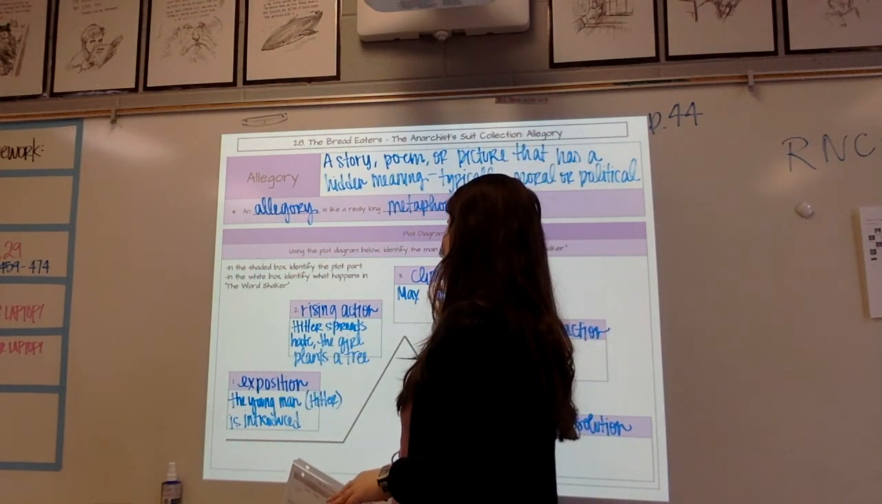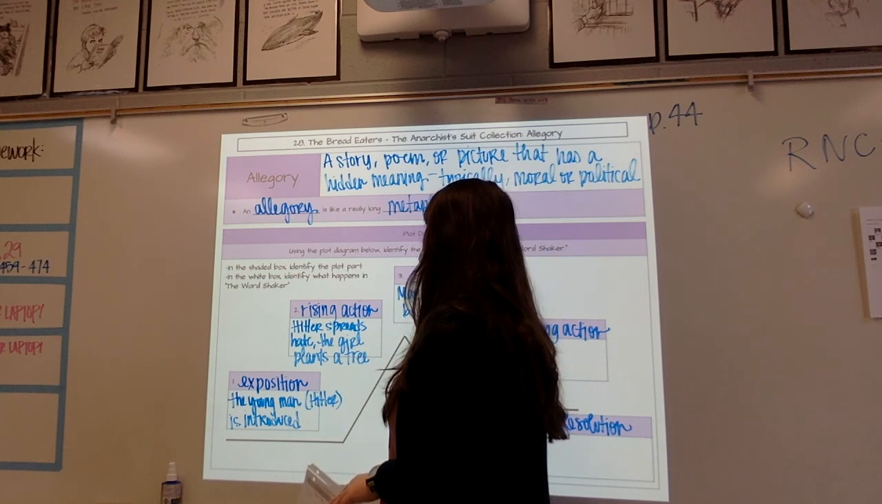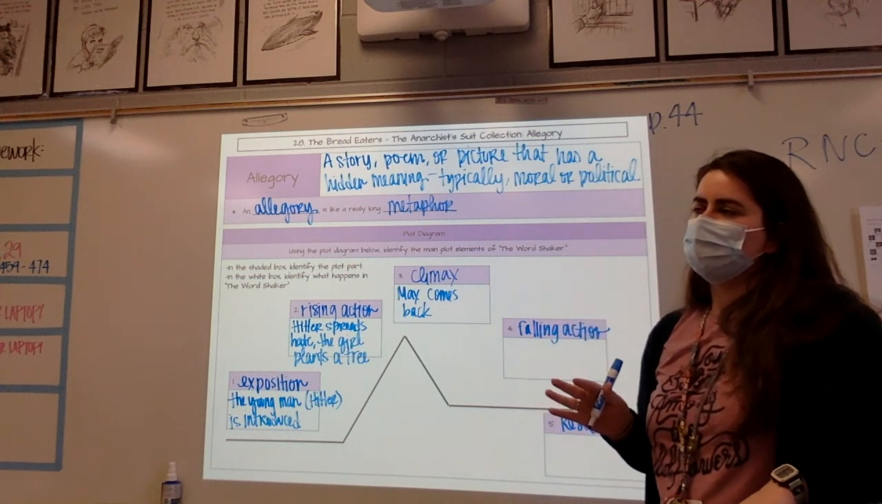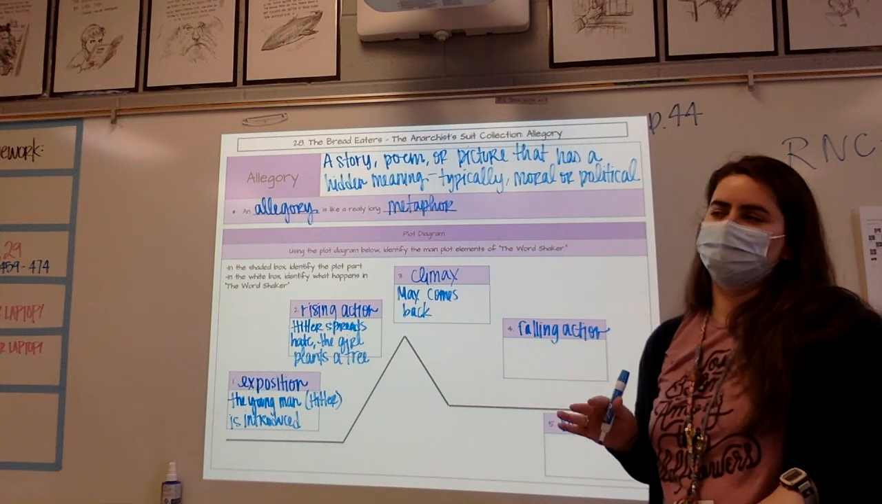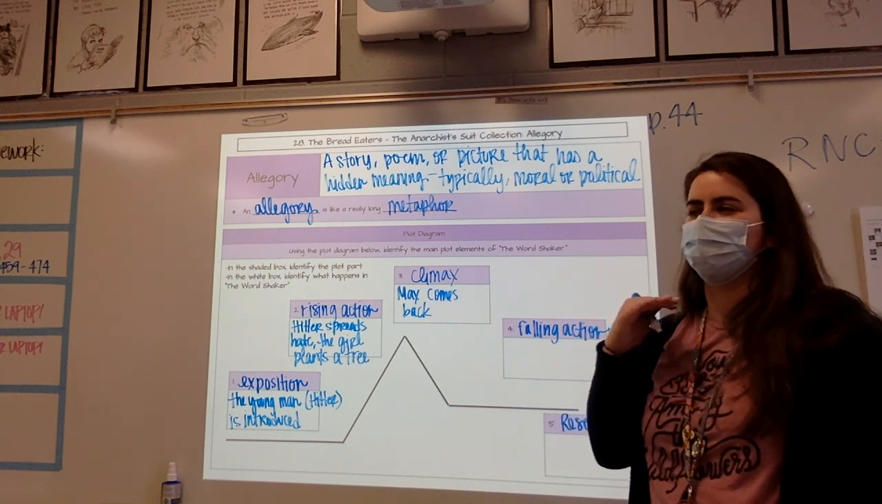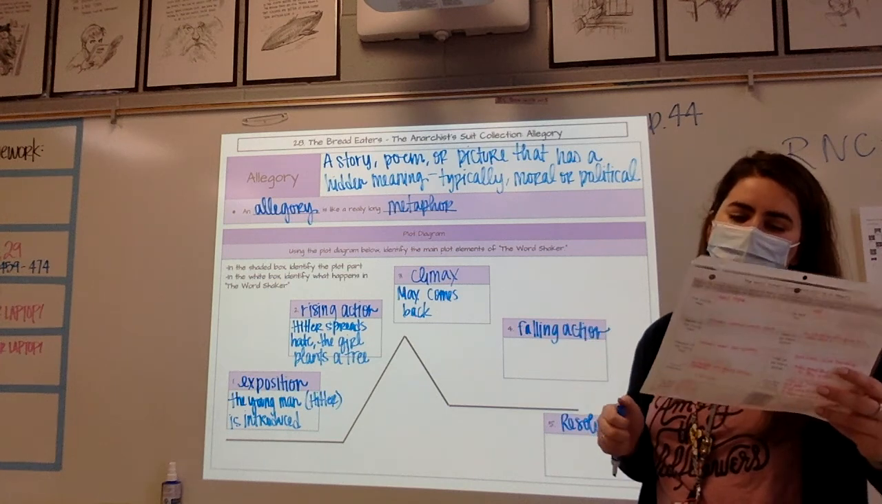Okay. It does get a little confusing. But the man who represents Max comes back. That's hard to say. I thought Max was the tree. Max is not the tree. We're going to talk about that next, but Max is not the tree. Max is the man who comes back and climbs the tree.